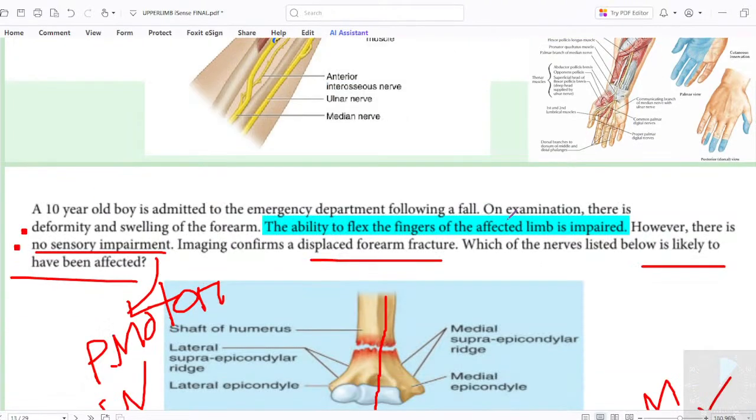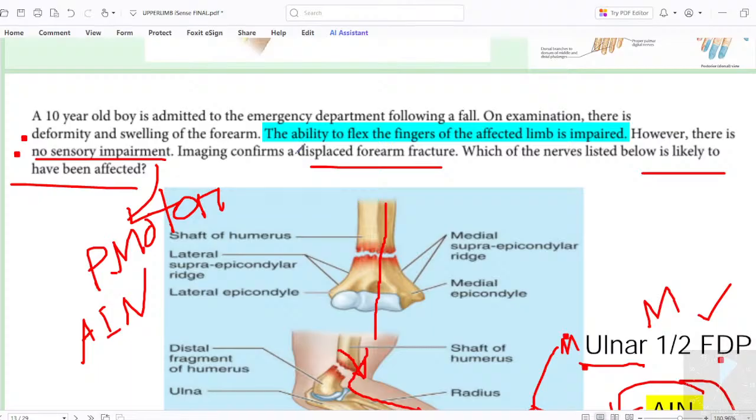Now see, in this question, anyone can read this question. A 10-year-old boy is admitted to the emergency department following a fall. On examination, there is deformity and swelling of the forearm. Ability to flex the fingers of the affected limb is impaired. There is no sensory impairment. Imaging confirmed a displaced forearm fracture. Which nerve is likely to be affected?